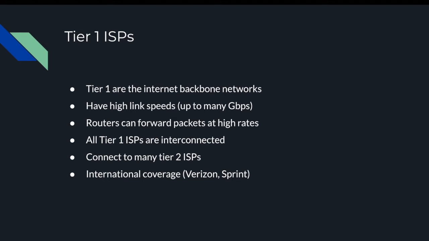So what are Tier 1 ISPs? Tier 1 are the backbone of internet networks. They have high link speeds, which can be up to many gigabytes per second. These routers can forward packets at high rates. All Tier 1 ISPs are interconnected, and they're connected to many Tier 2 ISPs, which is just one tier below, and they have international coverage. So Verizon and Sprint are examples.